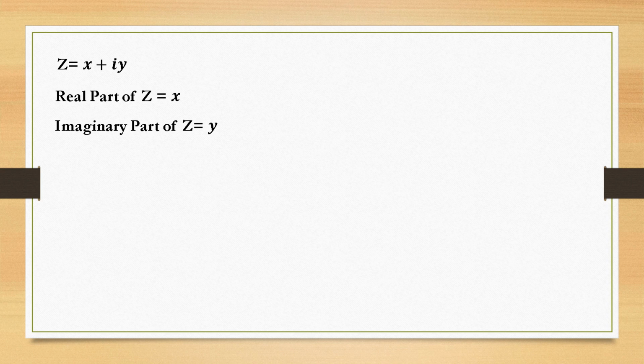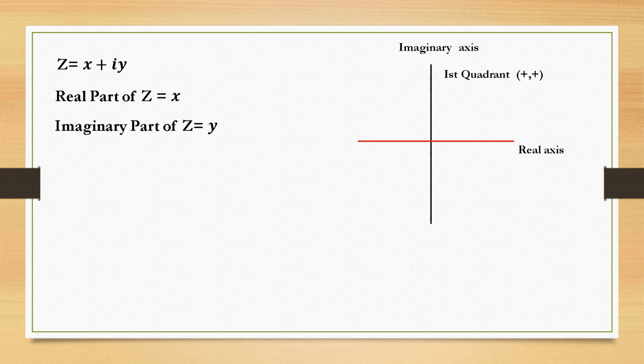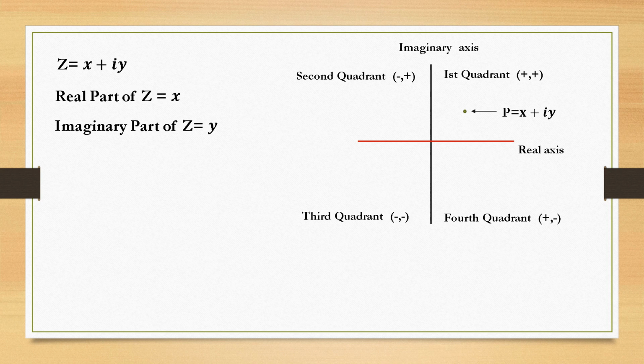Now let's see how to represent this over the plane. So this is our real axis and this is our imaginary axis. Now let's assume that x and y both are positive. So we know this is the first quadrant, second, third and fourth. If x and y both are positive, then our number z equals x plus iota y will lie in the first quadrant. So let's assume this is the required number, x plus iota y.